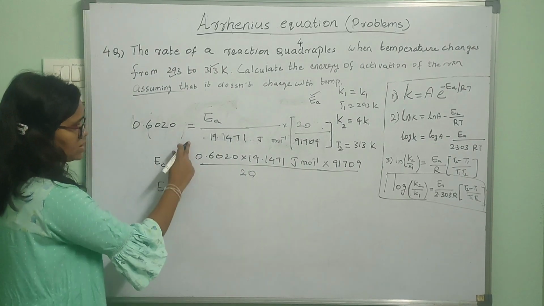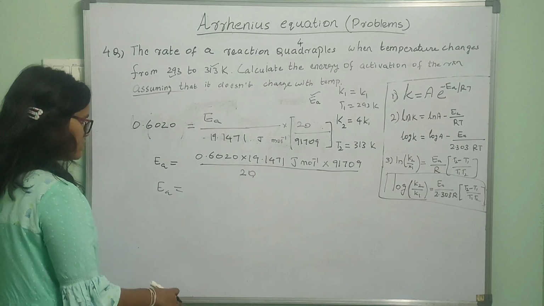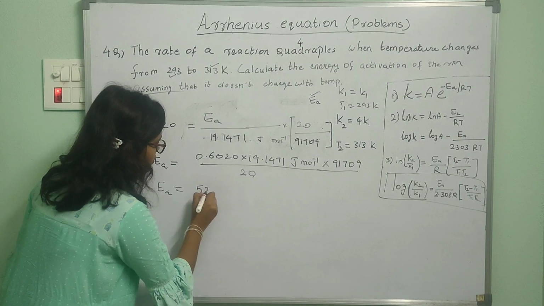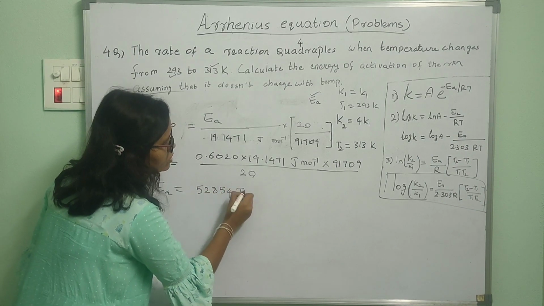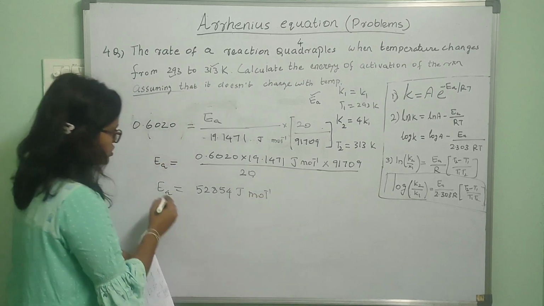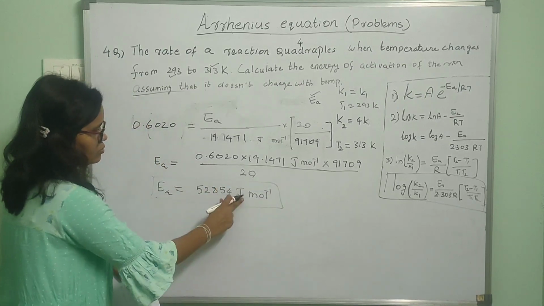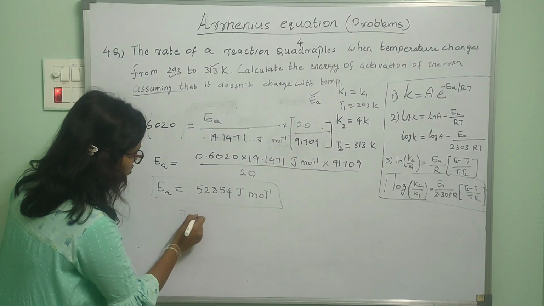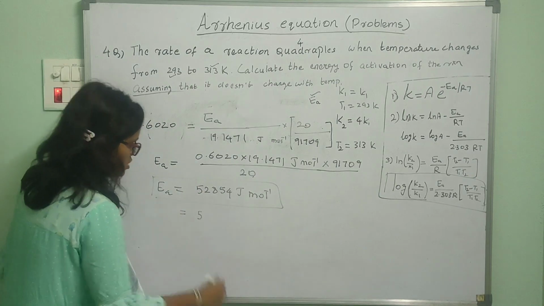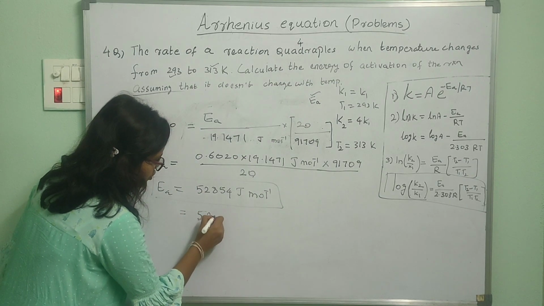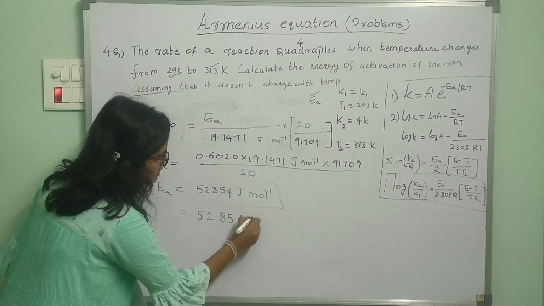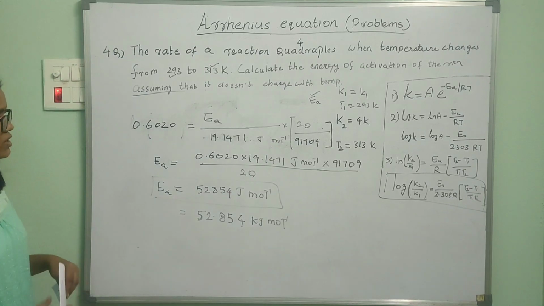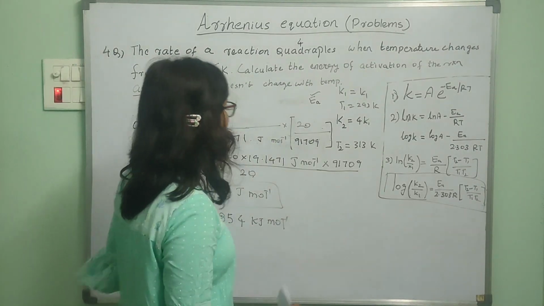So when you solve this using calculator, you will get this value as 52854. So 52854 Joule per mole. So you get the units right here, Joule per mole, right? So if you want to express it in kilojoules, you can divide it by 1000 and write it as 52.854 kilojoule per mole. Okay. So this was also pretty much easy problem.